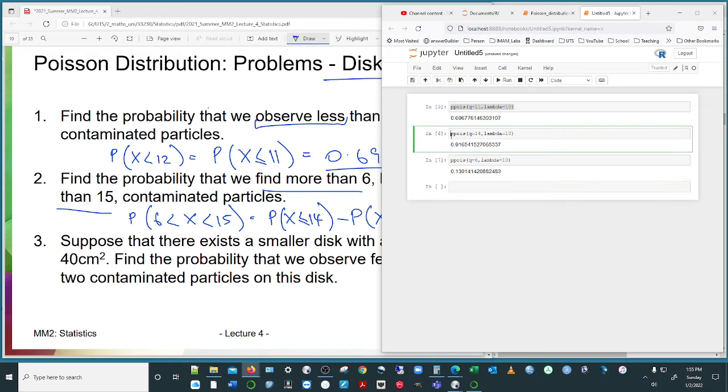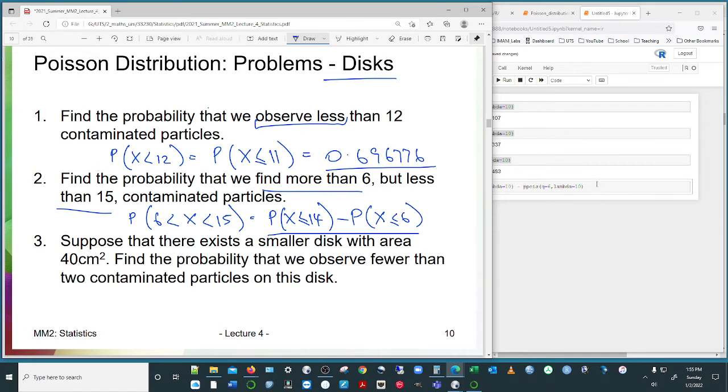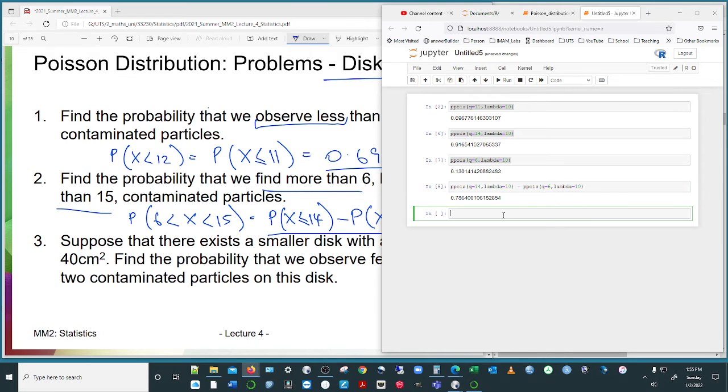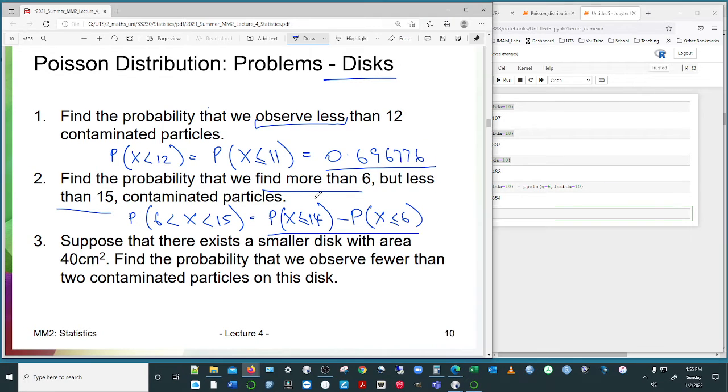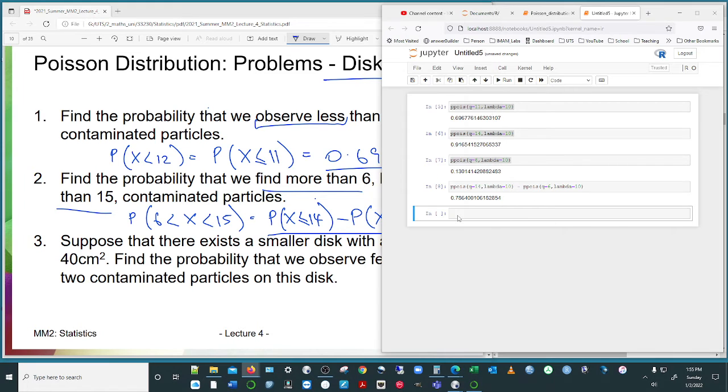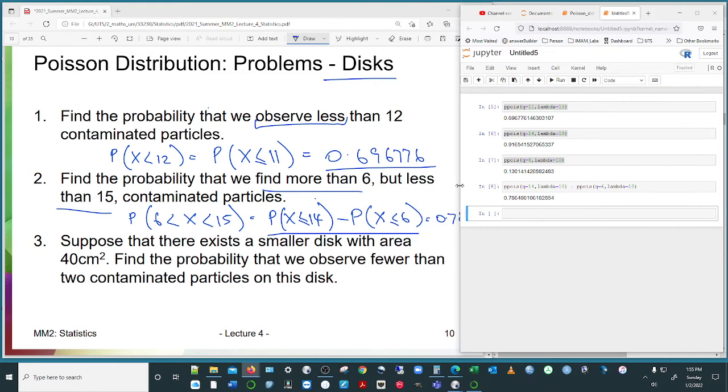And what we're going to do is subtract them. So we take the upper one, just use it like a maths equation, minus the lower one, exactly like I'm doing there. So that's exactly what I'm doing here. Okay, and shift enter that, and we get the result that we're interested in. So that's 0.7864, exactly as required. So that's a nice one.